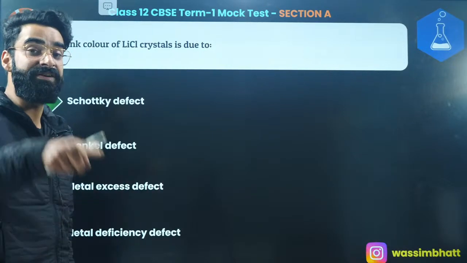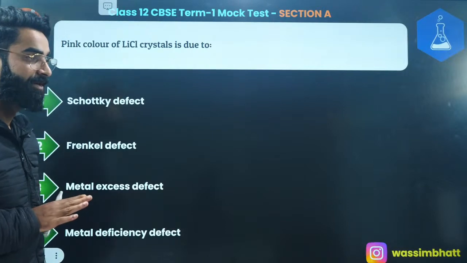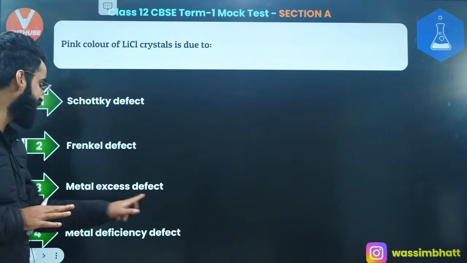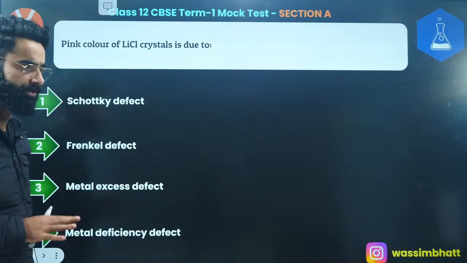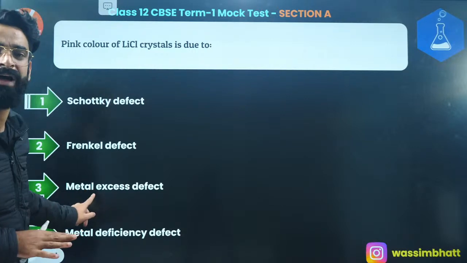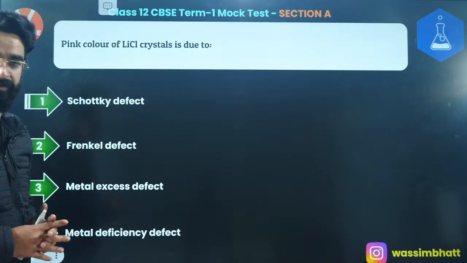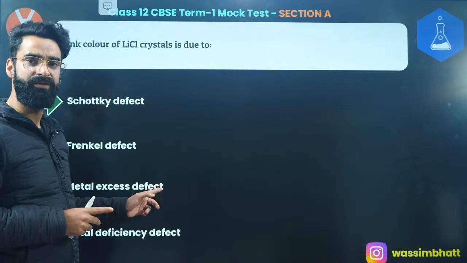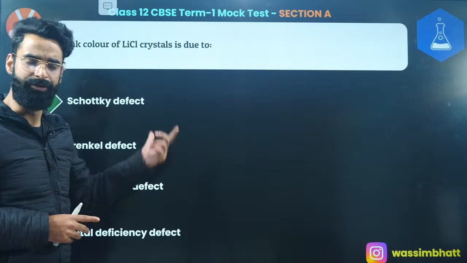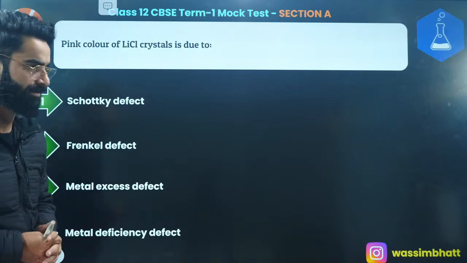And that F center is created in which kind of defect? Is it Frenkel defect or metal excess defect or metal deficient defect? What do you think? It's absolutely going to be the metal excess defect. In case of metal excess defect, F centers are created, due to which color is induced in the crystal, right?